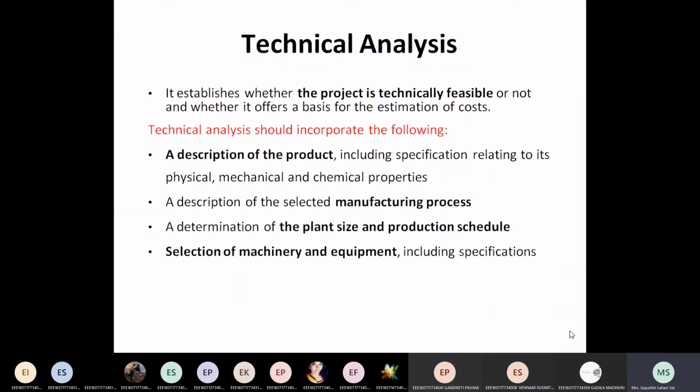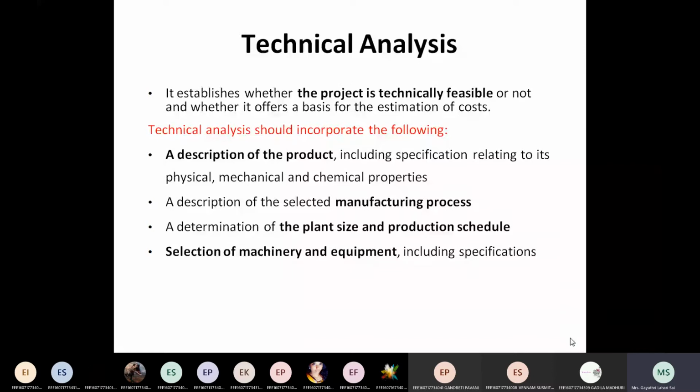Right. So technical analysis establishes whether the project is technically feasible or not, and whether it offers a basis for the estimation of cost or not. Technically, if I'm manufacturing a product, I should also know the product specification. If I'm buying a mobile phone on an online portal or e-commerce website, I will first see the specifications of the mobile. I'll see the camera, the features, and compare it with what is available in the market. Whether it is sleek or not? All those technical specifications I will see, right?